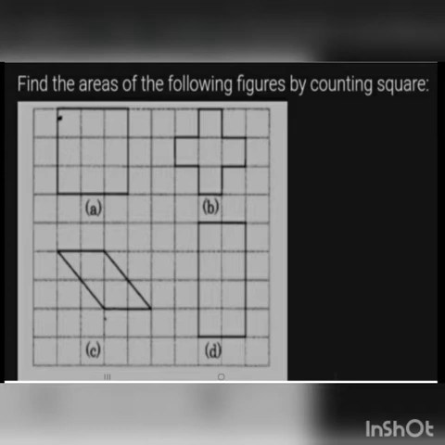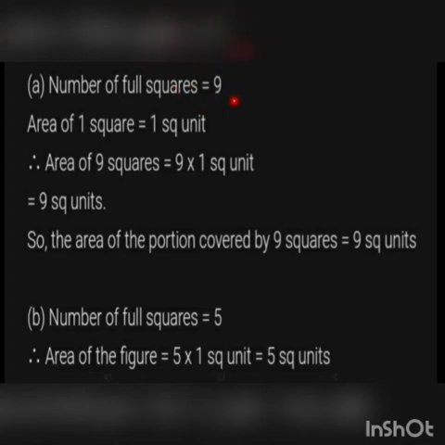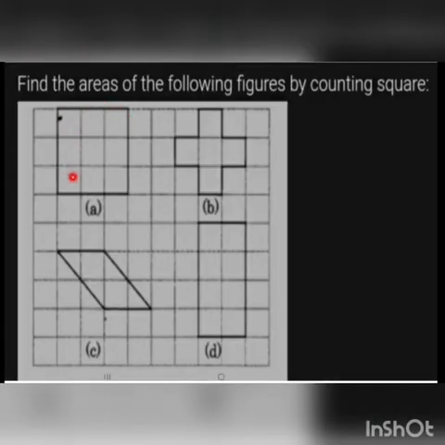Find the area of the following figures by counting squares. Here when we see these figures, all of them are completely made of squares. See here, the first figure: 1, 2, 3, 4, 5, 6, 7, 8, 9. 9 squares are there and they are complete squares, no half squares or anything. So all the squares are complete. So what will be the area? Number of full squares is 9, and you know one square's area is 1 square unit. So the area of 9 squares will be 9 into 1, 9 square units. So the area of this square is 9 square units.